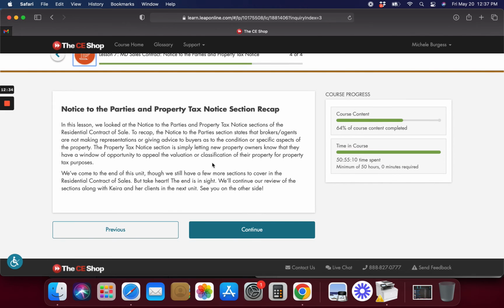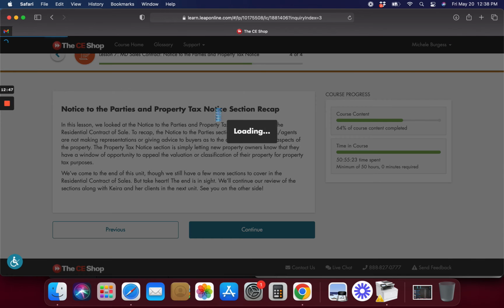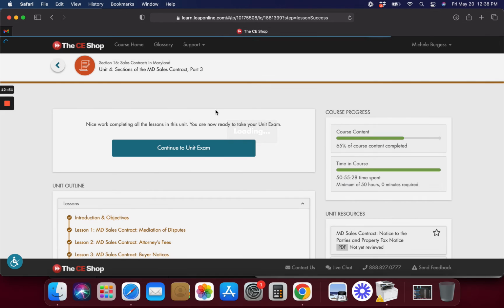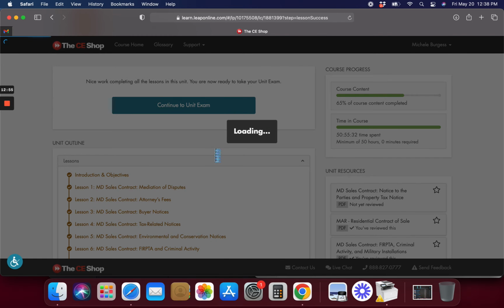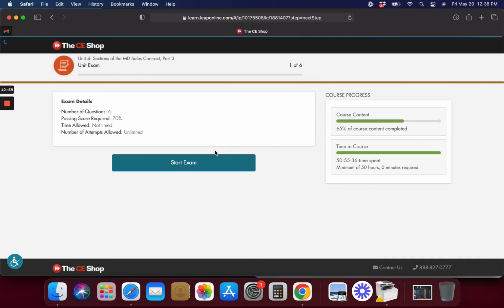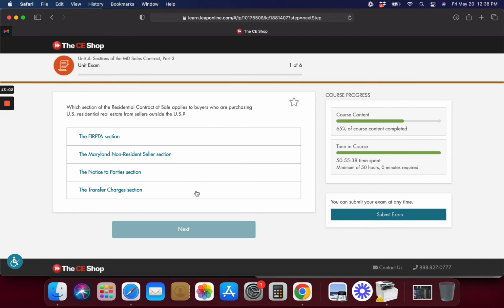In this lesson, you are letting the property owners know that they have a window of opportunity to appeal the classification of their property for property tax purposes, basically. And that means like the federal taxes. All right, let's see how we can do on the exam. There is 10 questions, I do believe. 6 questions. Oh, yay. That's awesome.